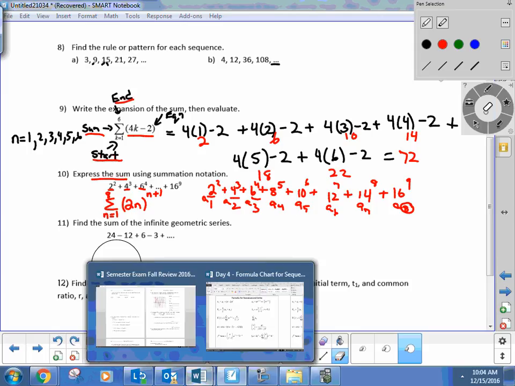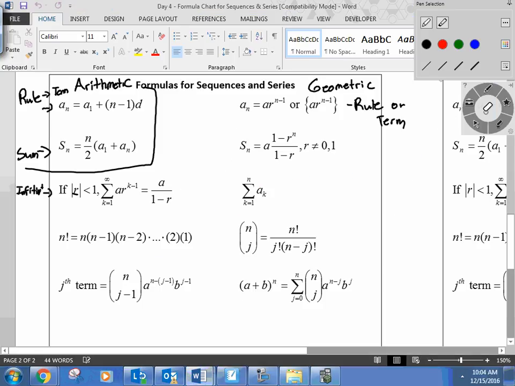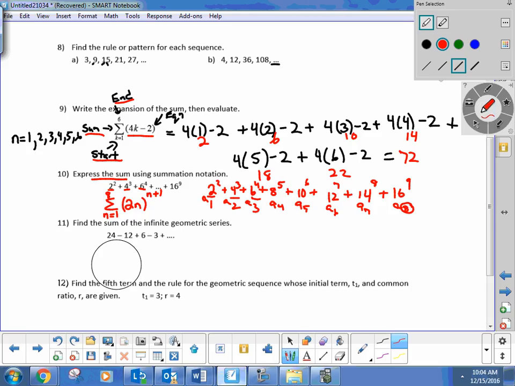When you look at your formula chart, it's this one right here. It's this one. And really what it meant is this: if you discovered that |r| is less than 1, like if r is a fraction, then pretty simply put, the solution to this would just be written a sub 1 over 1 minus r. So let's go ahead and discover what r is.